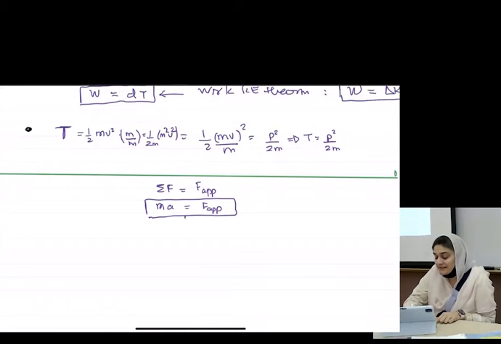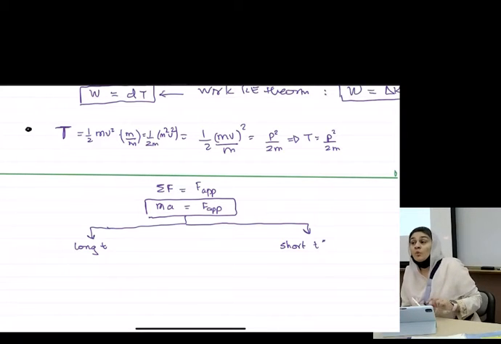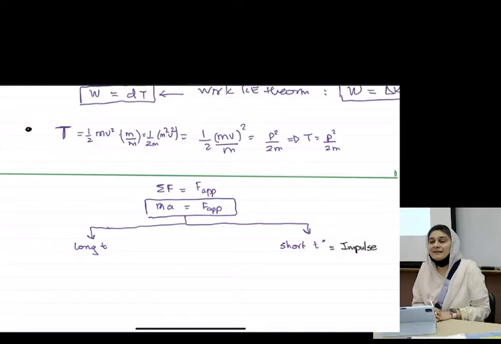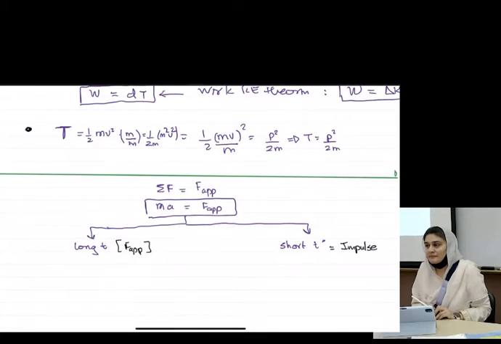One possibility is that that applied force exists over a long period of time, or it could exist over a short period of time. When it exists over a short period of time, we call that applied force impulse. And when it applies over a long period of time, we call it just the applied force. A bat hitting a ball, it applies a force on it. It's called what? Impulse. It lasts for a very short period of time.